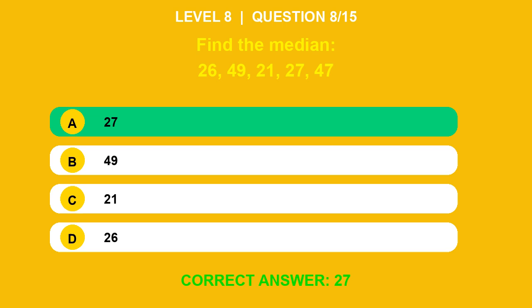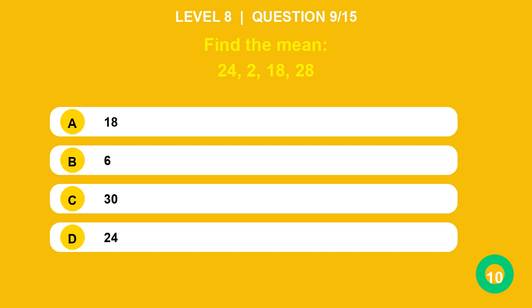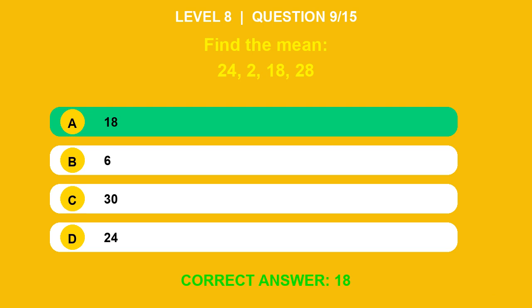Answer is 27. Find the mean. 24, 2, 18, 28. Answer is 18.